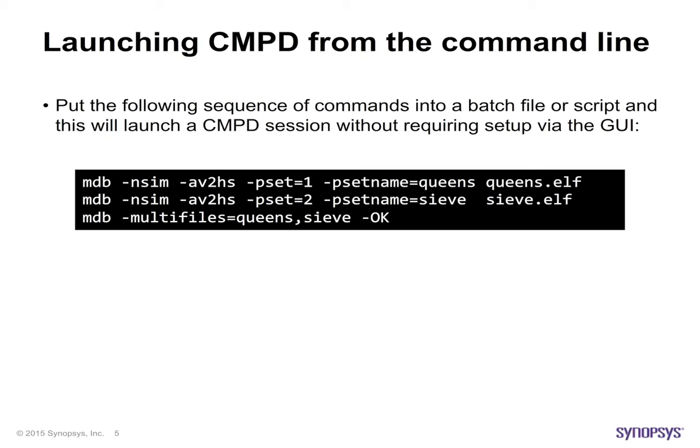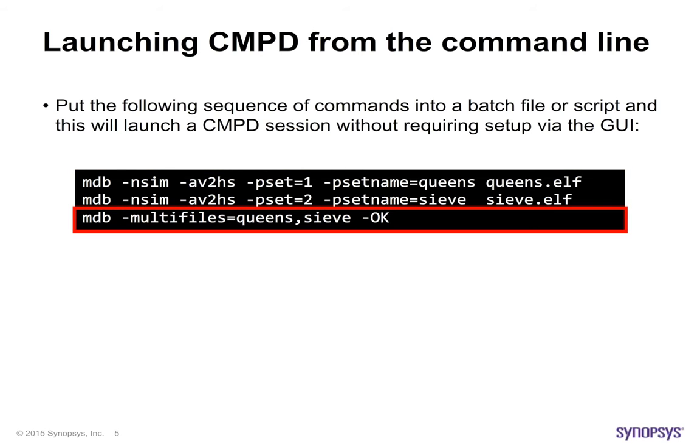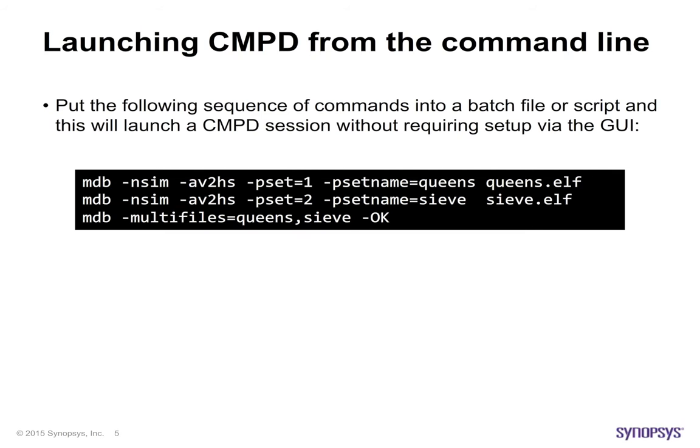Before proceeding with the demo, let's review how to launch an equivalent CMPD session directly from the command line, bypassing the GUI setup. The first two lines configure each individual process and save the configuration to a state file in the current directory. The third line actually invokes MDB and creates the previously defined process. These three commands could be put into a batch file or a script and used to invoke the debugger repeatedly without having to go through the GUI setup process each time.